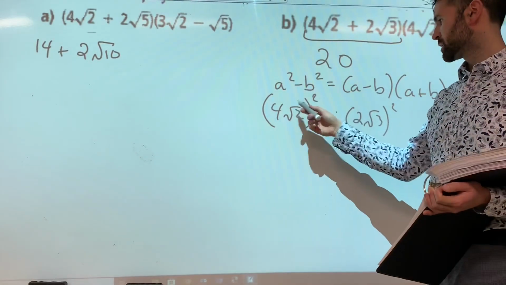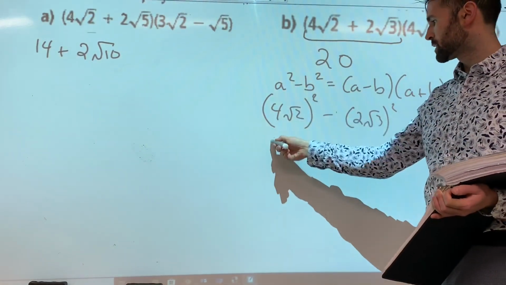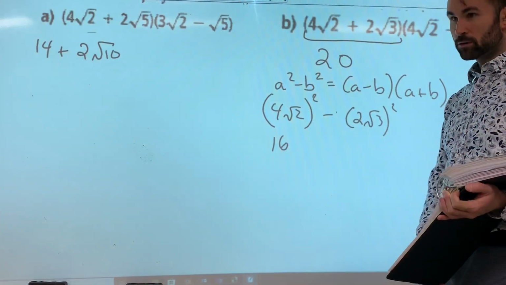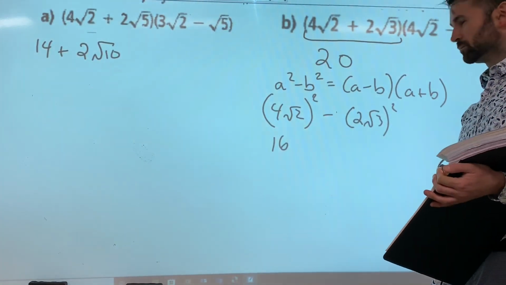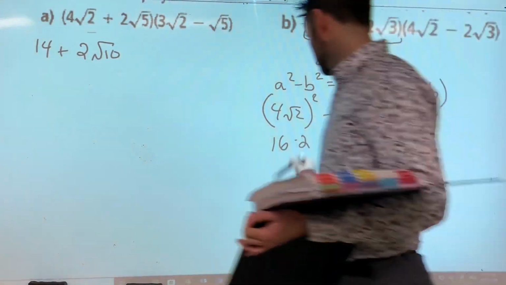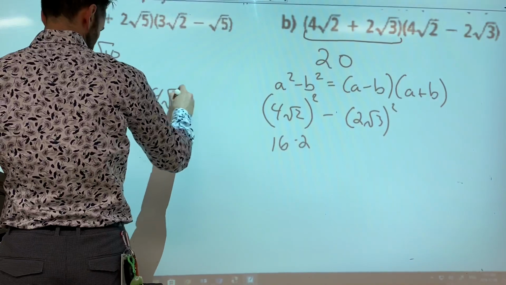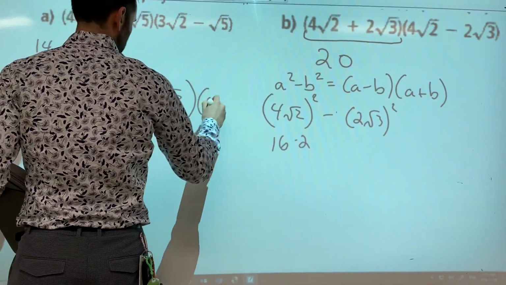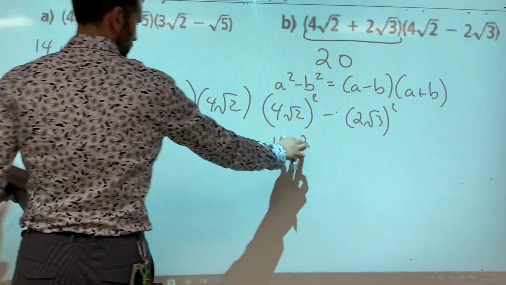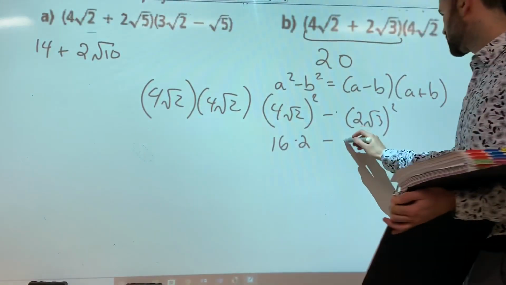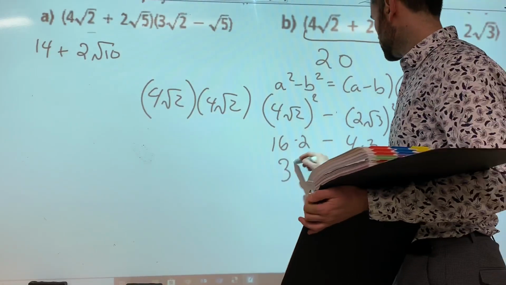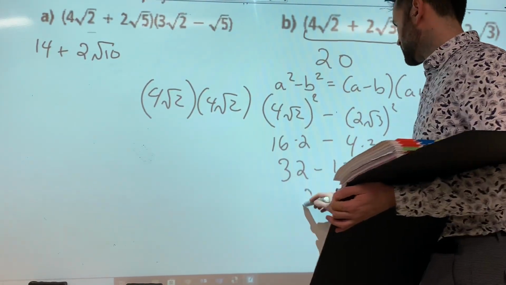So actually, this is great. How do you go? You go 4 squared is 16. And then do I have to square this too? No. Because it's square root, right? But yeah, I did square it. So I get 2. What you're doing is you're going 4 square root 2 times 4 square root 2. So 4 times 4 is 16. Square root 2 times square root 2, 2. Subtract 2 squared is 4. Square root 3 squared is 3. So you get 32. Subtract 12, which is 20.